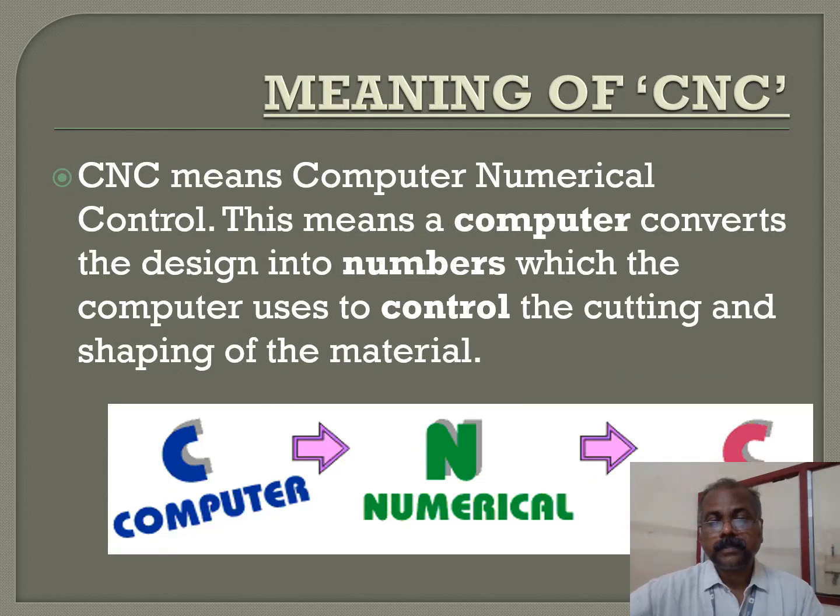What is the meaning of CNC? CNC means computer numerical control machines. This means a computer converts the design into numericals or numbers, which are used by the computer to control the cutting and shaping of the material.